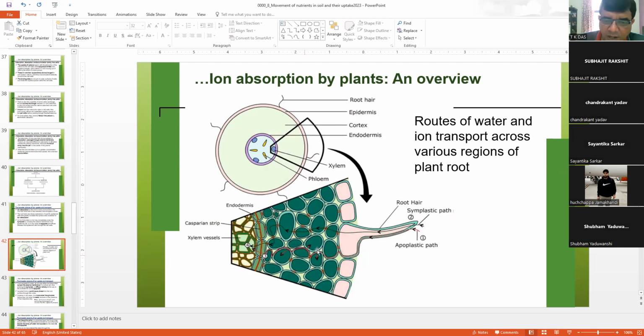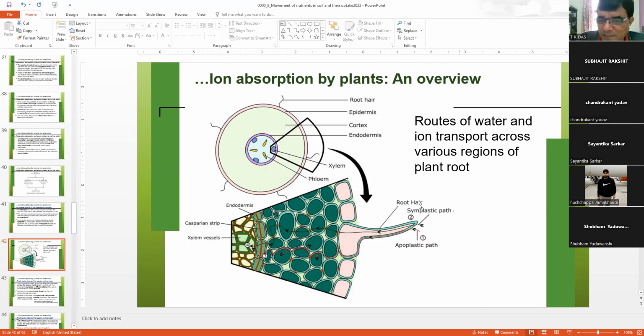So this is your apoplastic movement. And here it is not that easy. A lot of things are involved here. Somewhere energy may be involved, somewhere energy may not be involved. Maybe passive movement, maybe active movement.